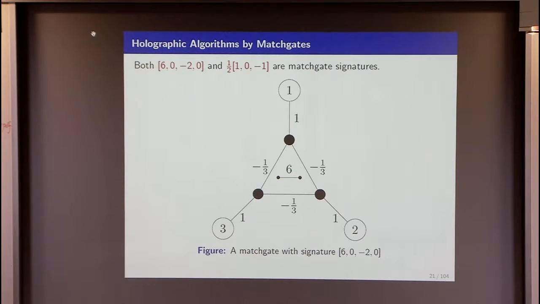So this is, in a nutshell, what holographic algorithm reduction to match gates is all about. I have the original constraint sitting somewhere, and that expresses the problem I want to solve. It's a #P problem, let's say. Then I try to replace it, after a holographic transformation, by some other constraint functions so that they are now match gate signatures. And if they are match gate signatures, I can use Kasteleyn's algorithm.